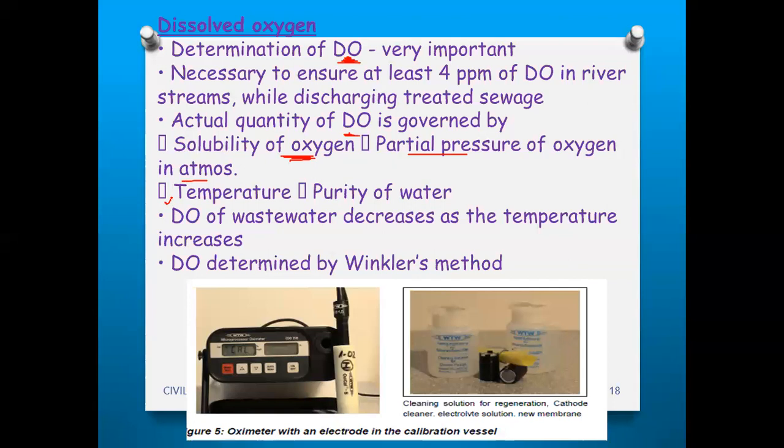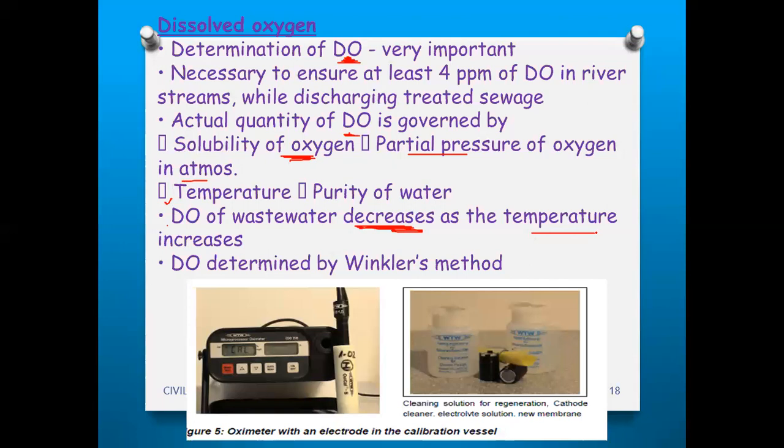So we have to check the purity of water based upon the dissolved oxygen in the sewage water. The next one, dissolved oxygen of wastewater decreases as the temperature is increased. So when the temperature keeps on increasing, dissolved oxygen keeps on reducing. The dissolved oxygen is determined by using Winkler's method.